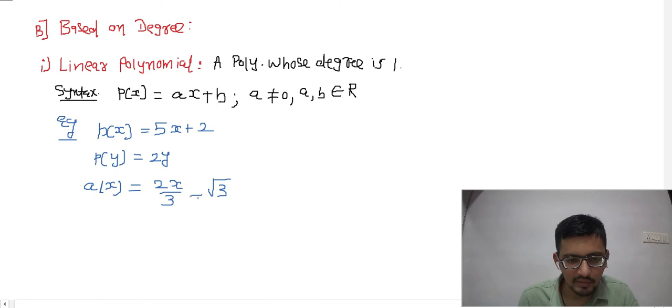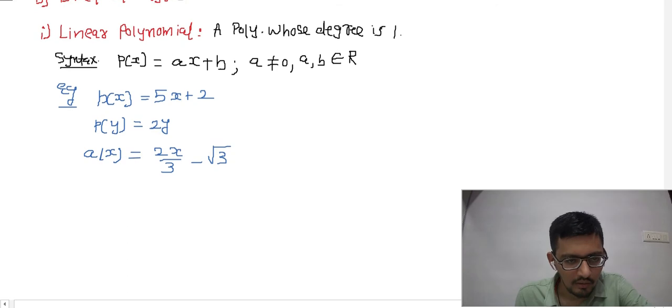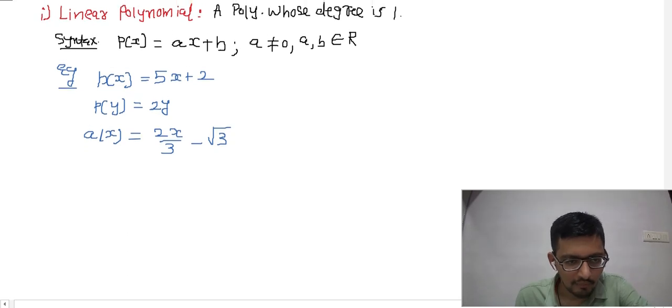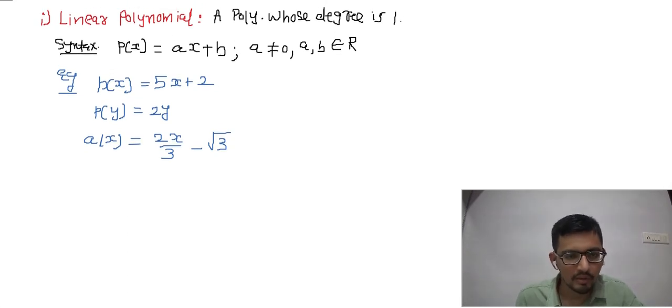If I am comparing this with standard form, what is a? 2 by 3. And what is b? Minus root 3. That is fine, because a, b should belong to what? A real number. Okay, this was a type 1 linear polynomial based on degree.